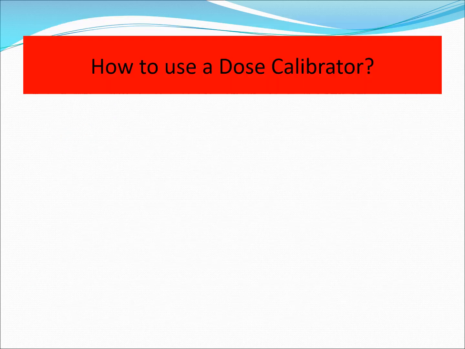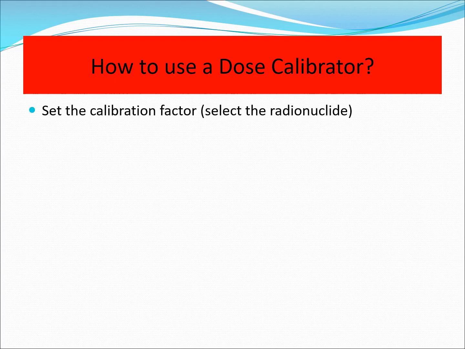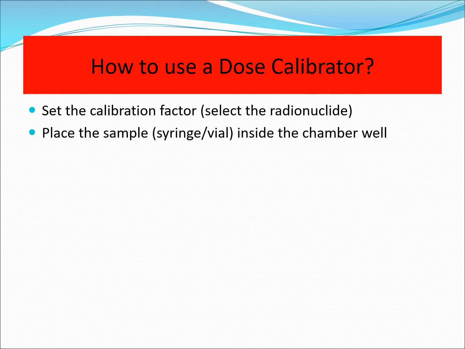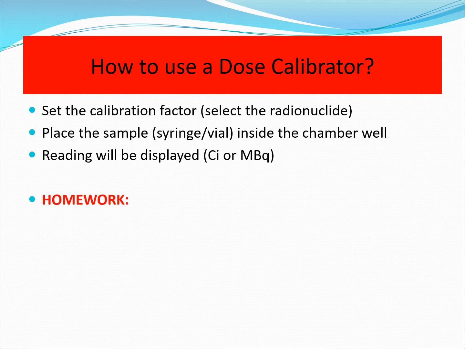So how do you use a dose calibrator? It's quite simple. First things first, you have to select the radionuclide button, place the syringe or the vial containing radiopharmaceutical inside the chamber using the device given by the manufacturer for you to lower the radiopharmaceutical vial or syringe right to the bottom of the well chamber, and the appropriate reading will be displayed either in curies or megabecquerel depending on the preference of your department.